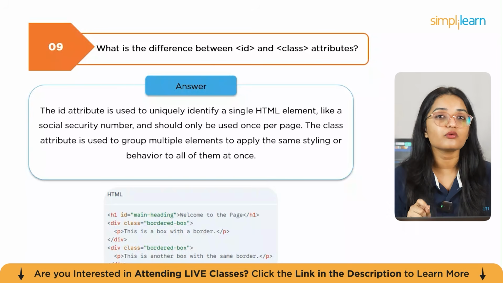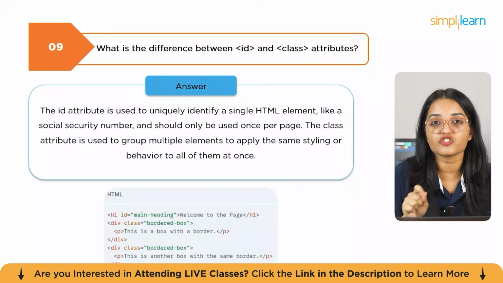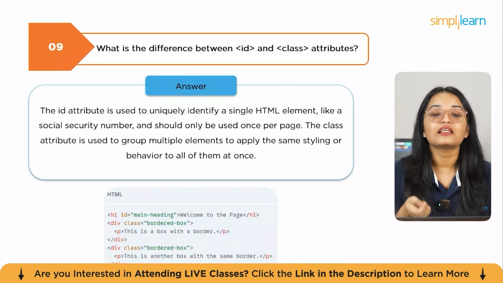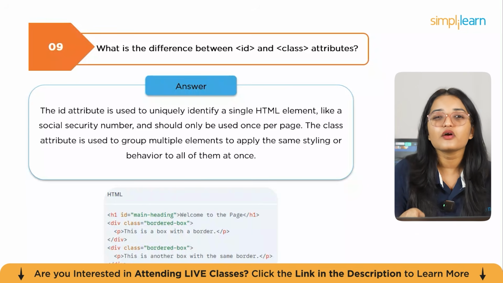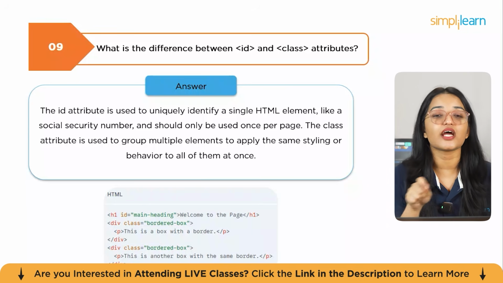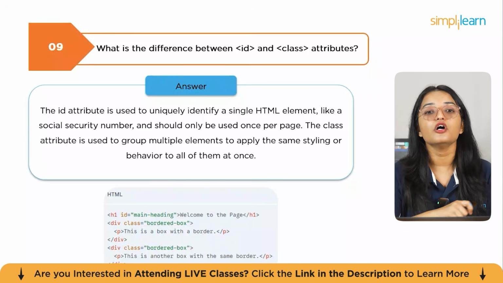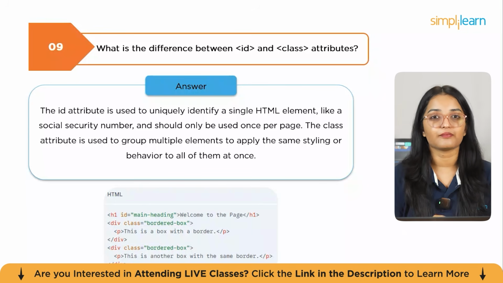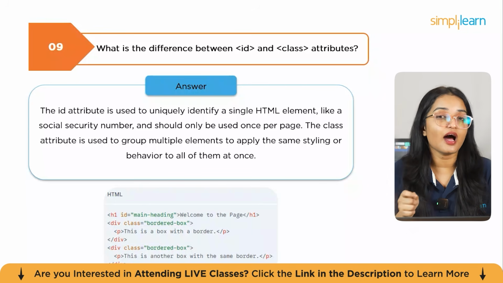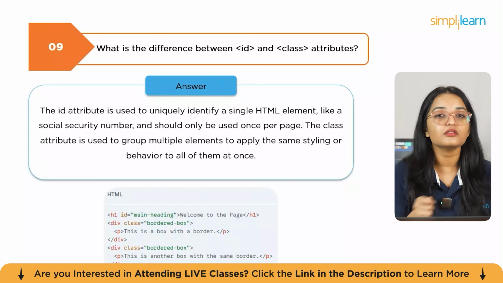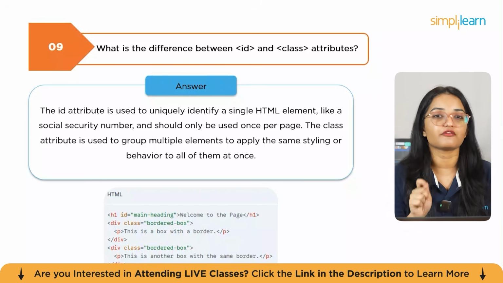It should only be used once per document, and it is often used as a target for JavaScript or for linking to a specific part of a page. The class attribute, however, is used to group multiple elements that share the same characteristics, allowing you to apply the same CSS styling or JavaScript behavior to all of them simultaneously. Let's say, for example, you might use an ID for a unique header section, but use a class to style all the buttons on the page with a specific color.